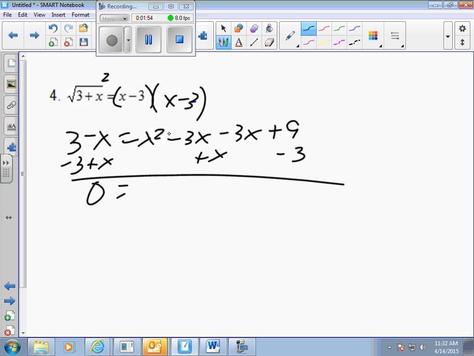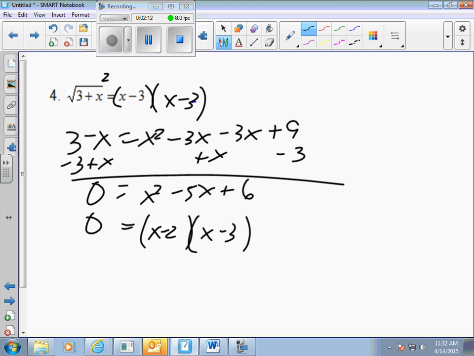on this side. Remember, when it's a quadratic, we want to get it one side to equal 0. When it's not a quadratic, we're going to get x on one side and the numbers on the other side. In this case, we have to factor, giving me x minus 2 and x minus 3, and I get 2 and 3 as my two answers.